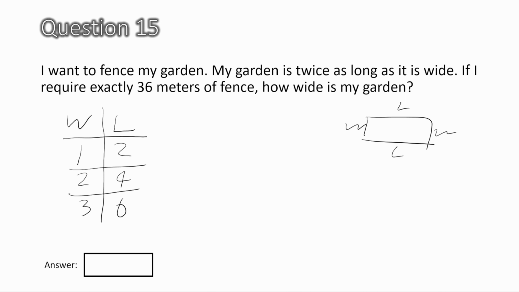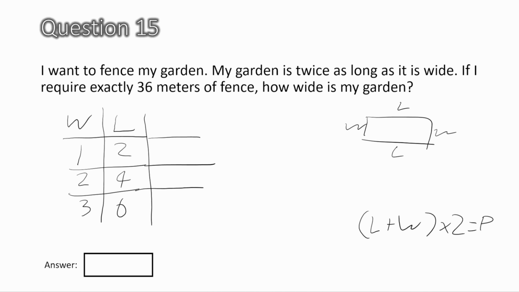But wait, how do we actually find the perimeter from these numbers? The length plus the width, times 2, equals the perimeter. So let's add another element to this table so that we can record the perimeter in. So P for perimeter. Let's put the widths and lengths in. 1 plus 2 equals 3, and if we multiply that by 2, we get 6. And that's not 36, is it? So we need to keep going. 2 plus 4 is 6, and if we multiply that by 2, we get 12. 3 plus 6 is 9, and 9 times 2 is 18.